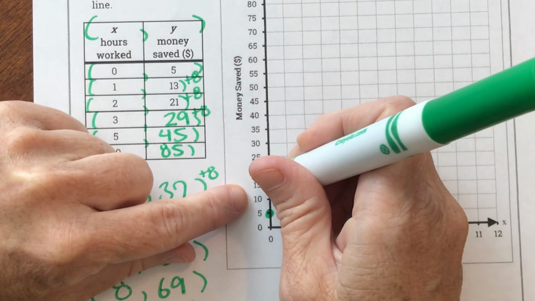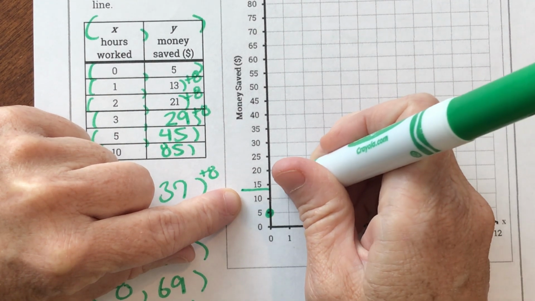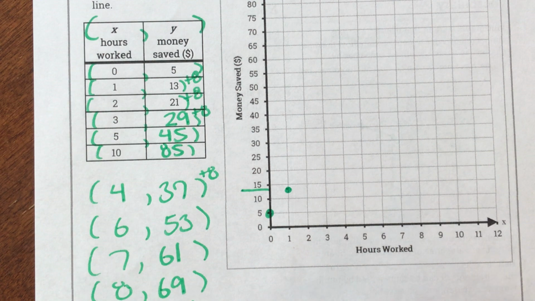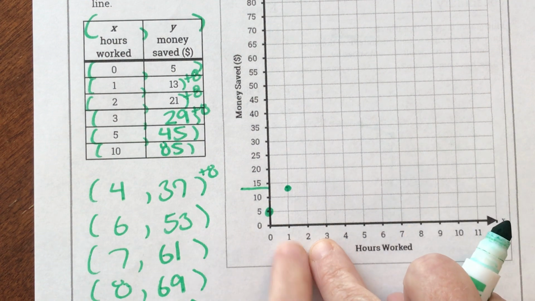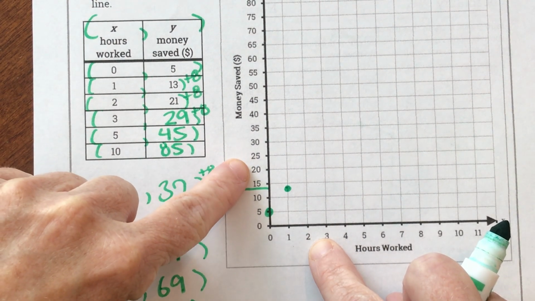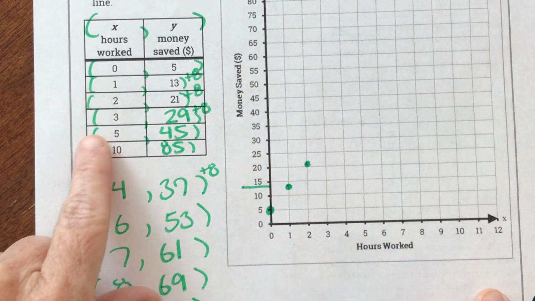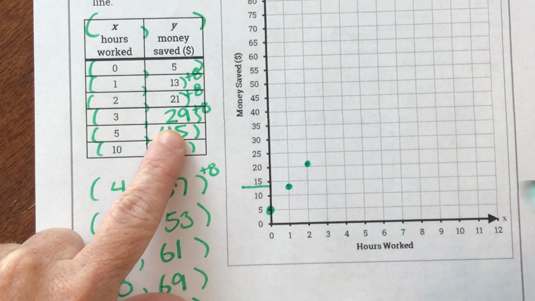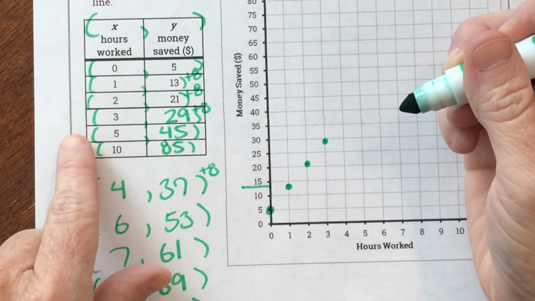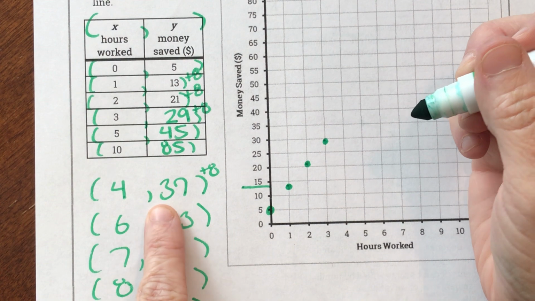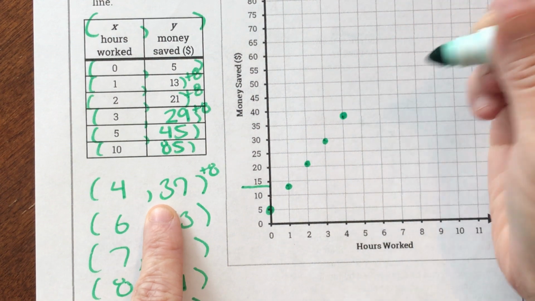But I know 13 is between 10 and 15. It's actually a little bit closer to the 15. So I'm going to put it right about there. Then we have 2. Our x is 2 and our y is 21. So here's my x of 2. And again, I don't have a 21, but the 21 is going to be right on top of the 20. Then after 3 hours, she had $29. So 29 is going to be right below the 30. After 4 hours, which is down here, she had $37. So 37 should be somewhere between the 35 and 40.